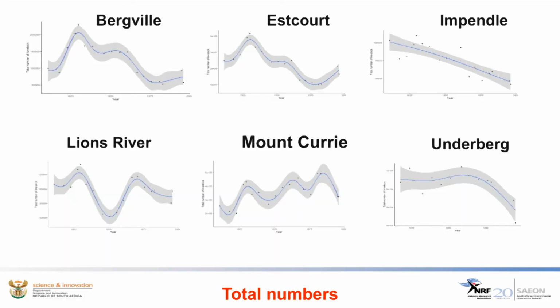So here, I've just split each of the livestock numbers into the different districts, and most of them do appear to be decreasing, with the exception of Mount Currie, which shows a lot of fluctuating numbers over the years. And there was inadequate data for us to determine trends for Mooi River.